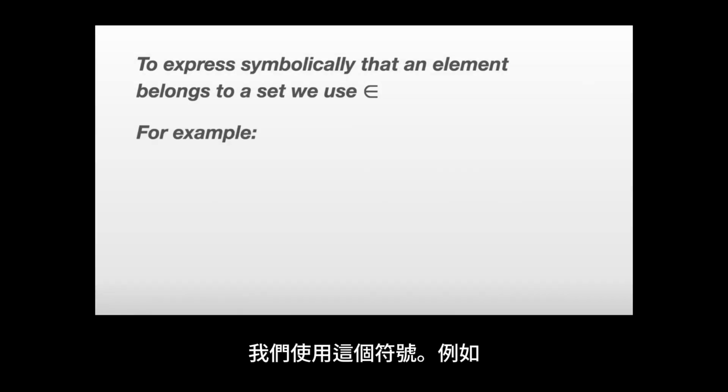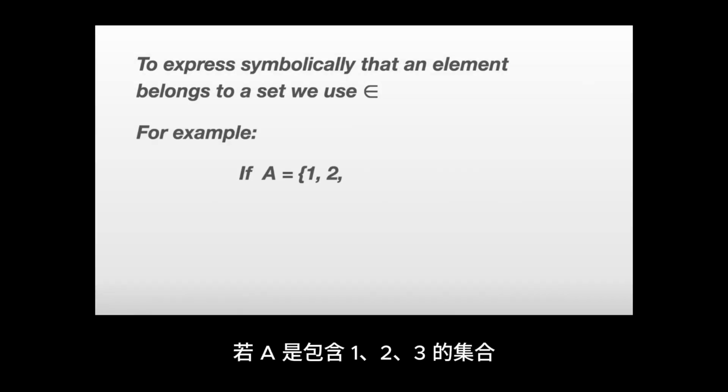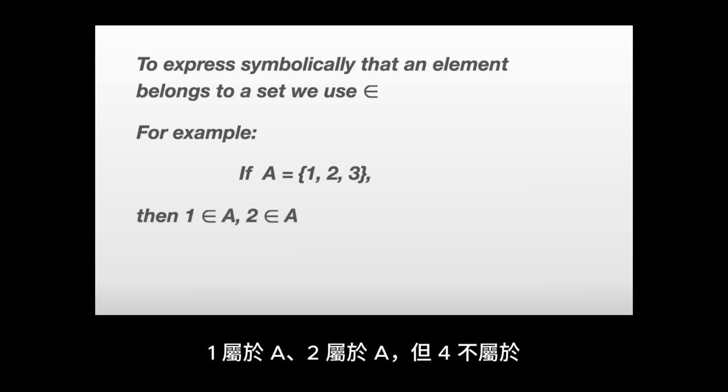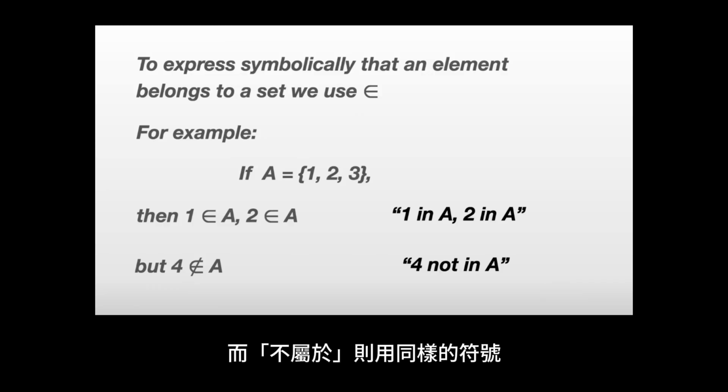To express symbolically that an element belongs to a set, we use this symbol. For example, if A is the set containing 1, 2 and 3, then 1 is in A and 2 is in A, but 4 is not in A. And we use the symbol for in, but with a line through it to denote not in.